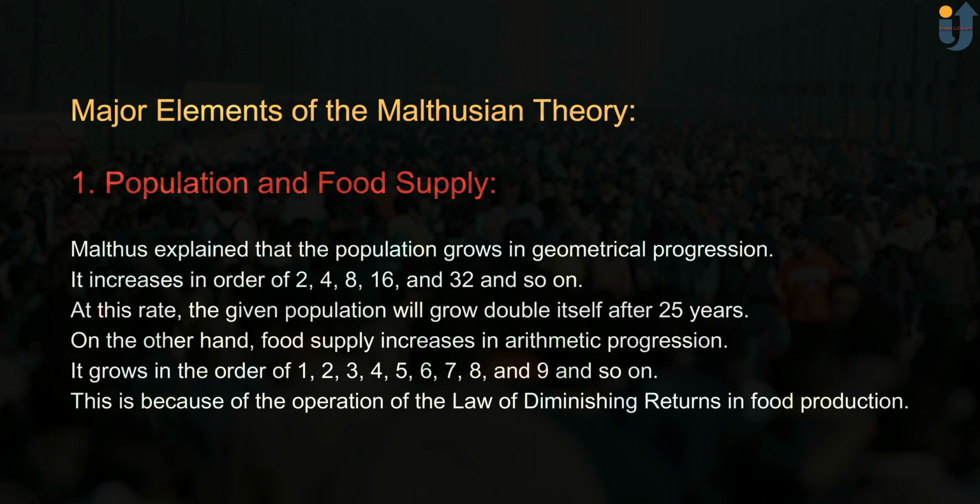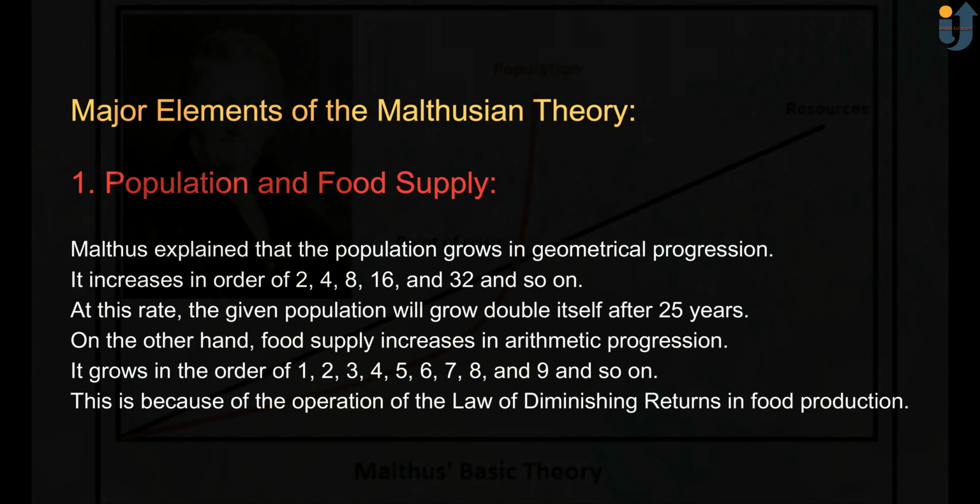On the other hand, food supply increases in arithmetic progression. It grows in the order of 1, 2, 3, 4, 5, 6, 7, 8, and 9, and so on. This is because of the operation of the law of diminishing returns in food production. This graph shows the Malthusian theory in short.